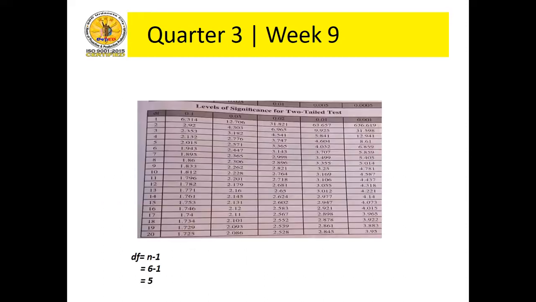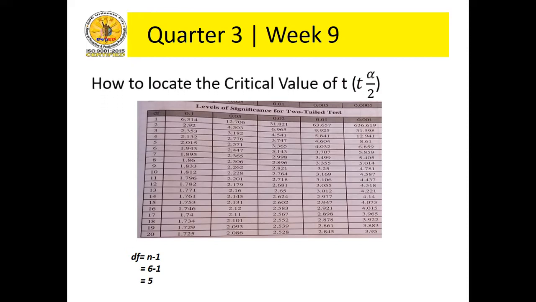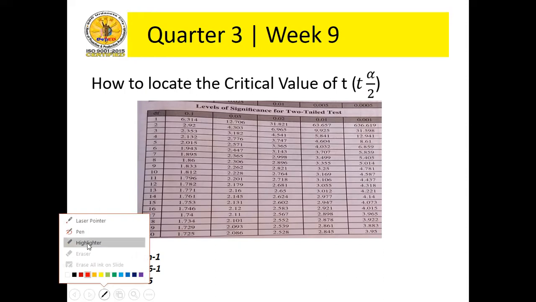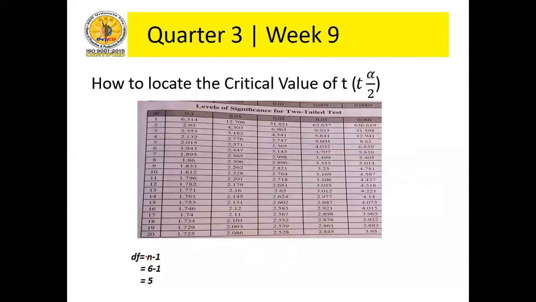Now, how are we going to identify the degrees of freedom? At the same time, how are we going to locate the critical value? Using this table, as you can see, we have the value of n, or the sample size, which is 6. Then the degrees of freedom is equal to n minus 1. Therefore, 6 minus 1, the degrees of freedom will be equal to 5.